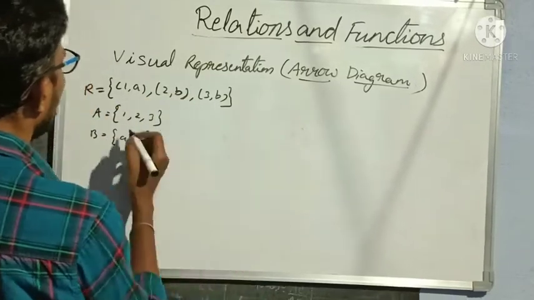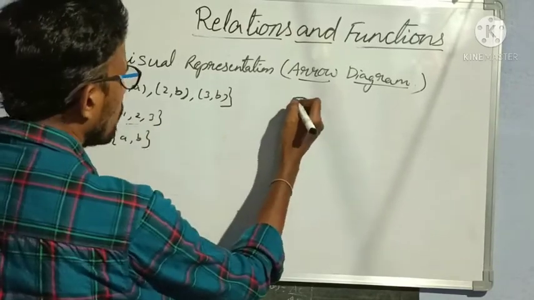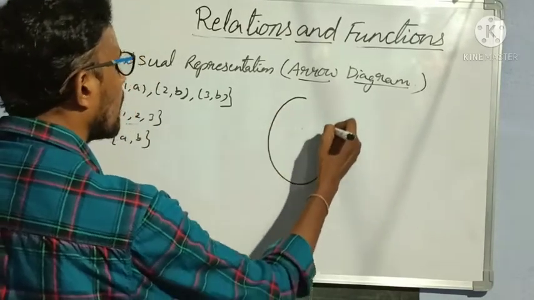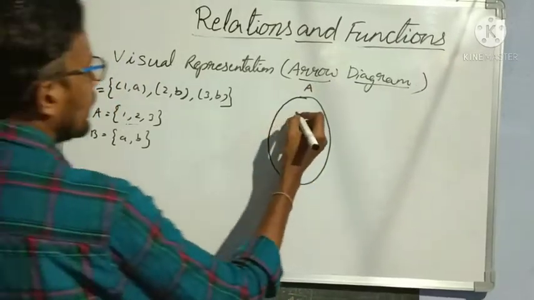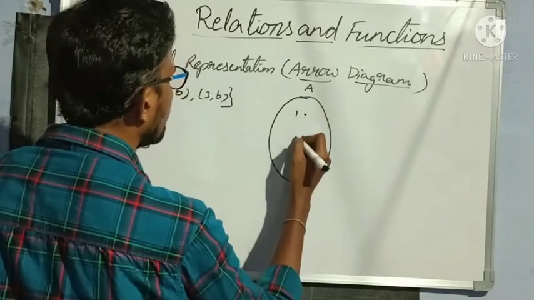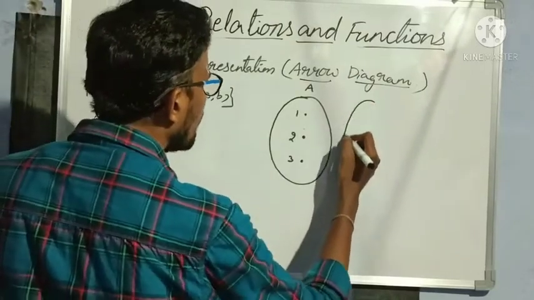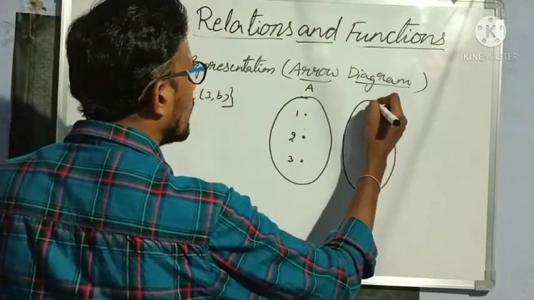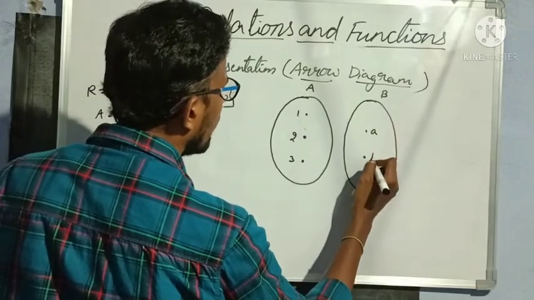So first write down all the 3 elements of set A in the first oval and name that as A. Okay, so this is set A. How many elements does it contain here? 3 elements. So we should write 1, 2, 3. Next, in set B, how many elements are there? Only 2 elements. So in set B we should write the 2 elements, A and B.